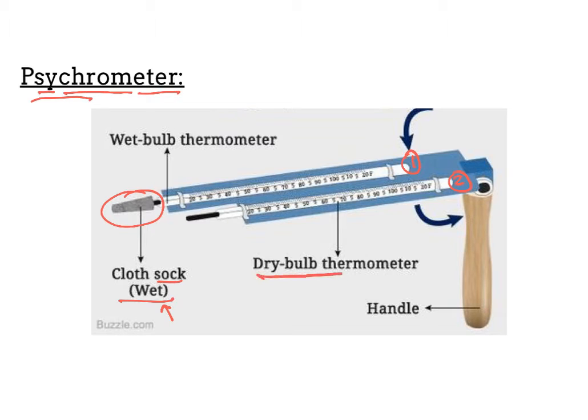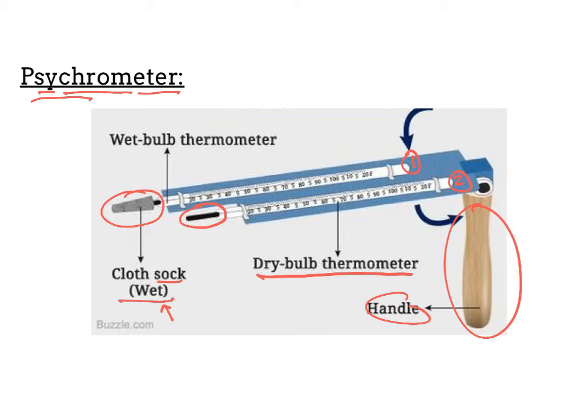This other thermometer, we call it a dry bulb thermometer, but it's just a regular thermometer. We call it a dry bulb thermometer because it doesn't have a wet cloth around the bulb. That bulb is where the temperature is measured, okay? And then this handle here is where you hold the psychrometer. You just hold it above your head and you spin it around carefully.